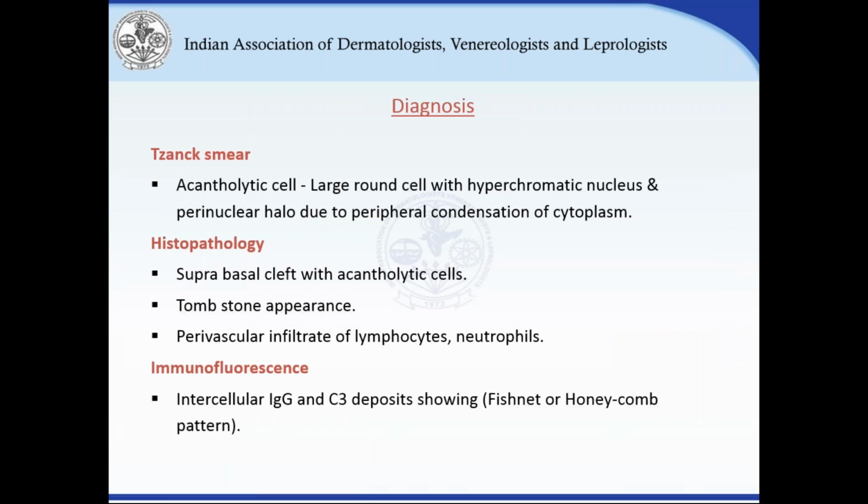Diagnosis can be made with a bedside test. This is the bedside test, Tzanck smear. Acantholytic cell: a large round cell with a hyperchromatic nucleus and a perinuclear halo. It becomes round because earlier the desmogleins were helping it take on a shape.